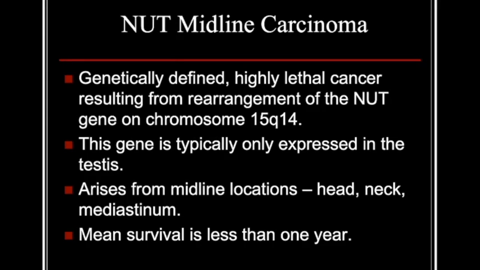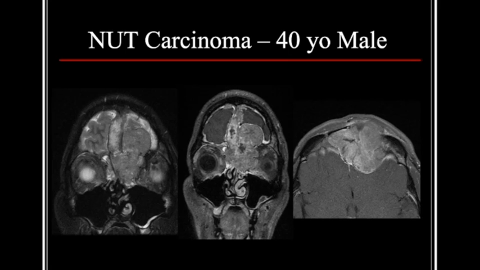Last but not least, we're going to talk about the NUT midline carcinoma. This is a genetically defined, highly lethal cancer which results from rearrangement of a NUT gene on chromosome 15q14. It typically arises from midline locations, particularly in the head and neck and mediastinum, and median survival is less than a year. So this is a gentleman who presented with a frontal sinus mass.